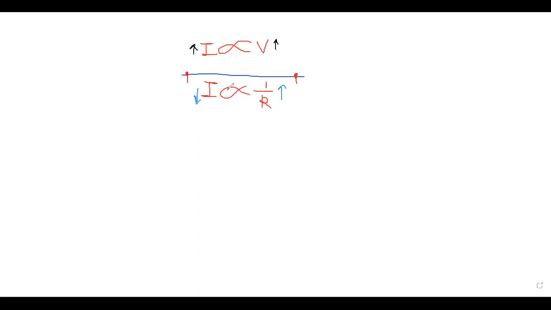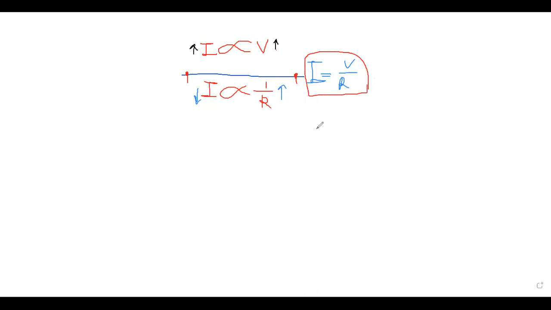So from this, we can now develop an equation in which we can say current is equal to voltage over resistance. And that's Ohm's law. So when you take Ohm's law as a statement, you end up at this equation.